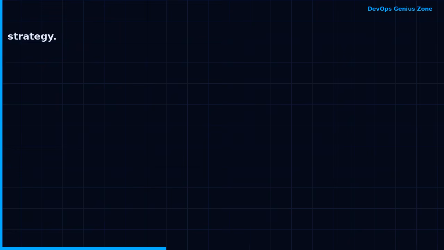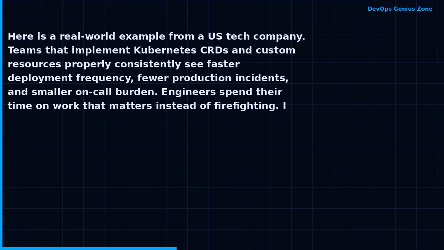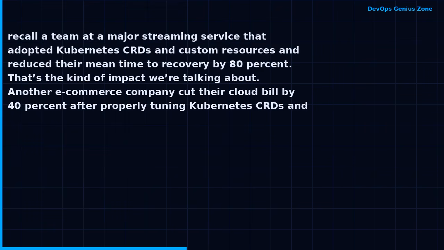Here is a real-world example from a US tech company. Teams that implement Kubernetes CRDs and custom resources properly consistently see faster deployment frequency, fewer production incidents, and smaller on-call burden. Engineers spend their time on work that matters instead of firefighting. I recall a team at a major streaming service that adopted Kubernetes CRDs and custom resources and reduced their mean time to recovery by 80%. That's the kind of impact we're talking about. Another e-commerce company cut their cloud bill by 40% after properly tuning Kubernetes CRDs and custom resources settings.